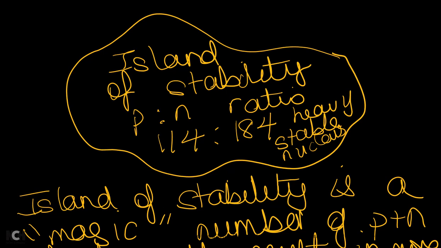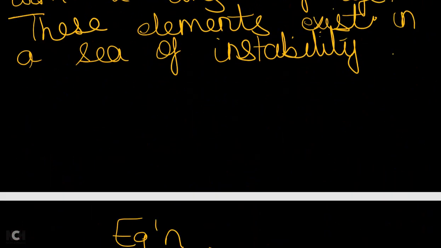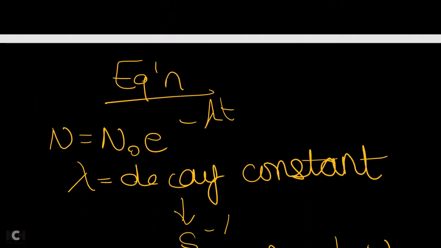But these values exist amongst heavy nuclei which are unstable. Because it's just a few elements with a certain range of proton to neutron values, we call them an island. That is why it is termed an island of stability within a sea of instability. All right, so let us look at this equation.